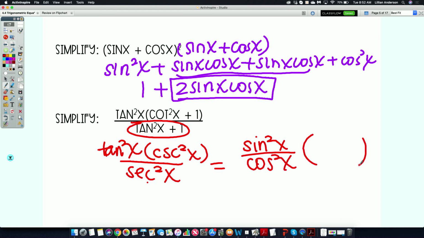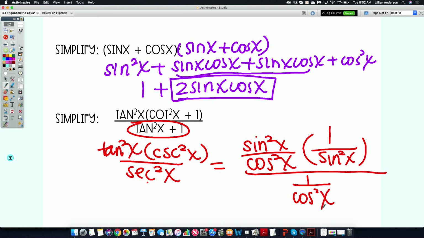What does cosecant turn into? 1 over sine squared x. And then what does secant squared x turn into? Those identities are your reciprocal identities. We talked about those last week as well. Cosecant and sine are reciprocals of each other. Secant and cosine are reciprocals of each other. And then, of course, tangent can be written as sine squared x over cosine squared x.